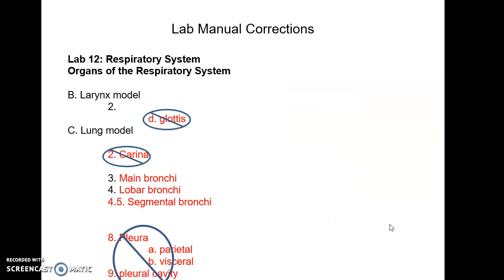First off, on page 125, you can cross out a few things. If you go to larynx model, you can cross out glottis. That's just the space the air travels through. For the lung model, you can cross out carina. And then down at the bottom, you can cross out pleura, both parietal and visceral, as well as pleural cavity. Those things cannot be seen on our models.